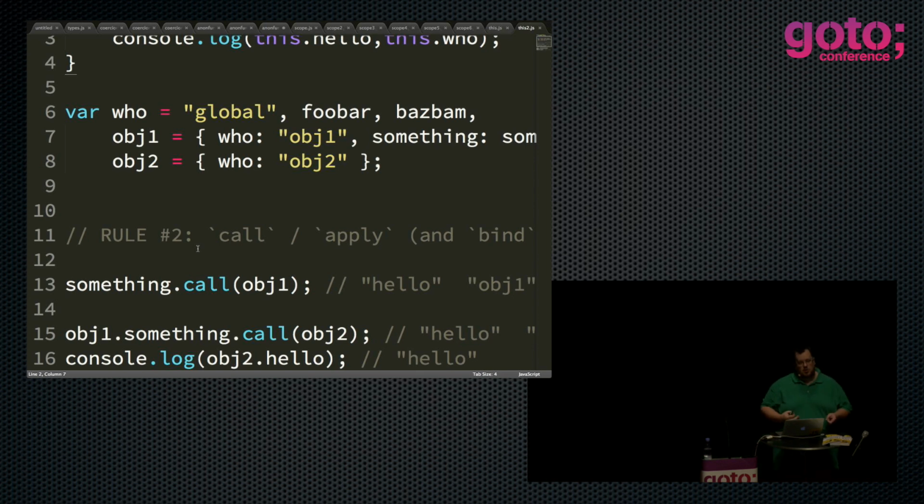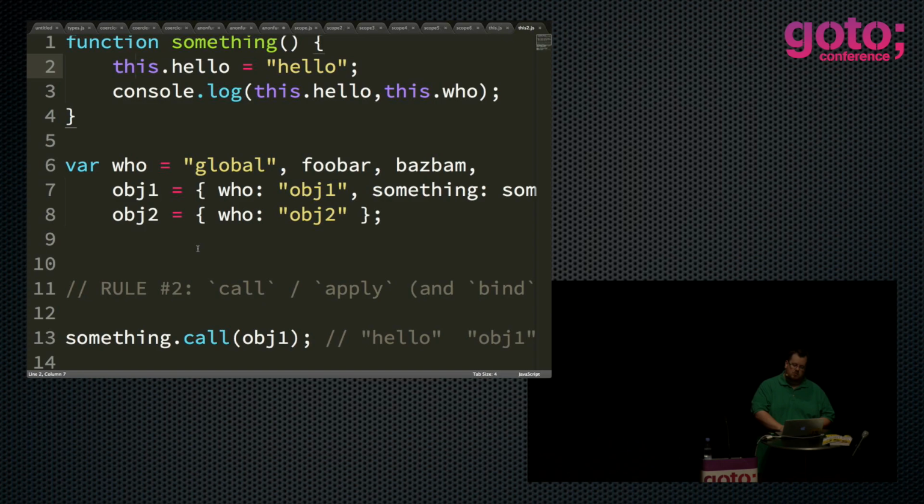So the first rule, does it have a new keyword in front of it? If not, go to the second rule. Does it have a .call or .apply? And if so, that's going to be the object to use. Very straightforward. That's just 2 of our 4 rules already.